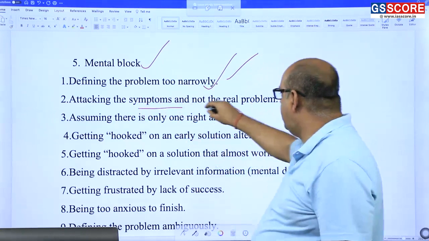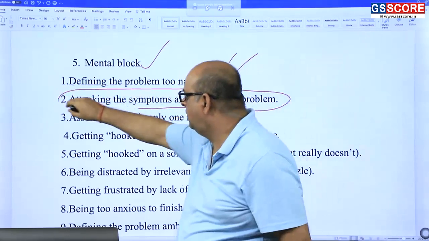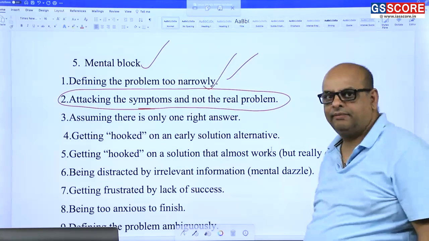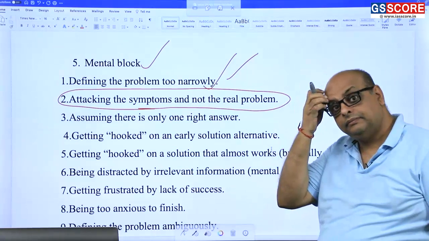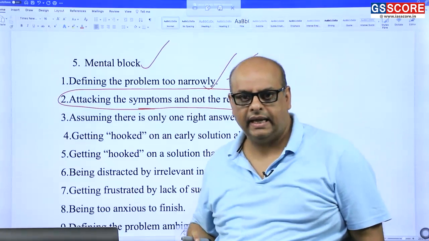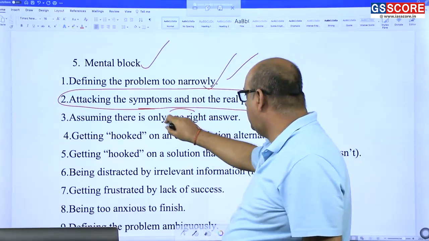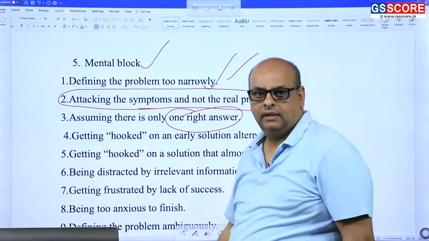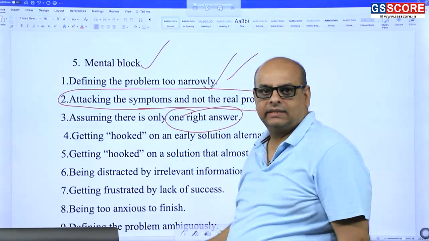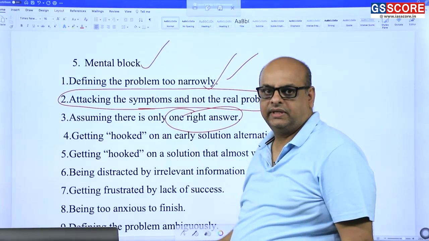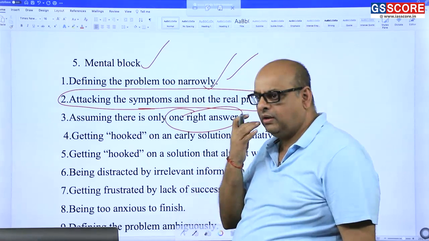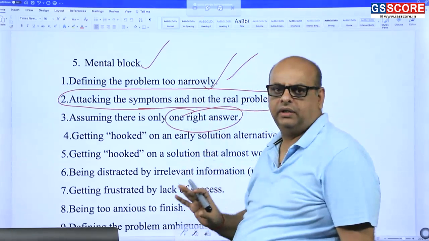Attacking the symptom, not the real problem. Assuming there is one and only one right answer. So you are writing some 3 or 4 options which are not worth considering, and then only one answer, and you are focusing on that only.